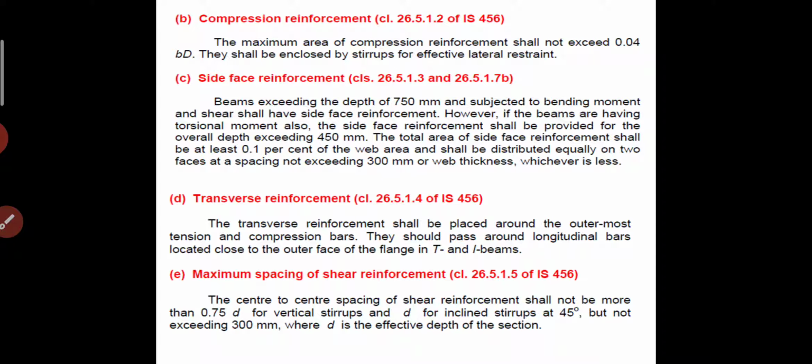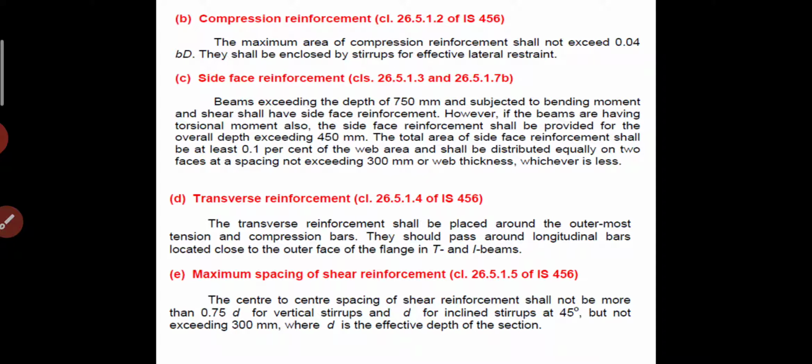Side face reinforcement. Beams exceeding the depth of 750 mm and subjected to bending moment and shear shall have side face reinforcement. However, if the beams are subjected to torsional moment also, the side reinforcement shall be provided for overall depth exceeding 450 mm. The total area of side face reinforcement shall be at least 0.1% of the web area and shall be distributed equally on the two faces at a spacing not exceeding 300 mm or web thickness, whichever value is less.